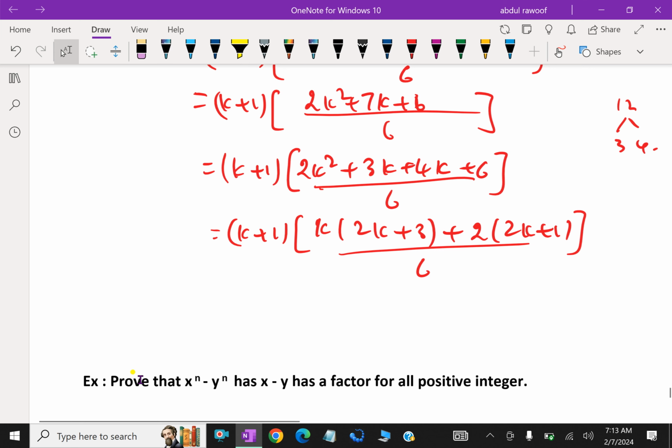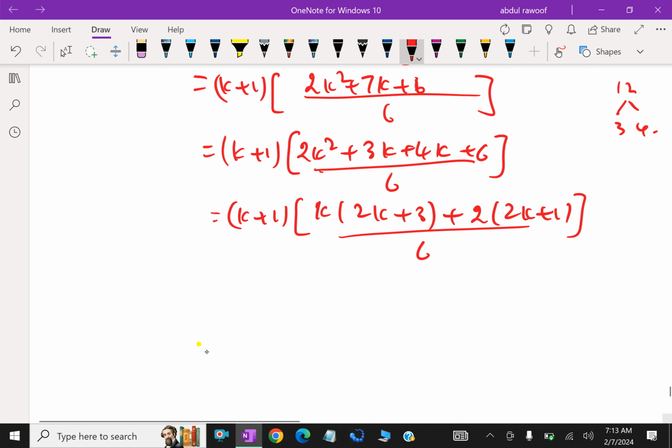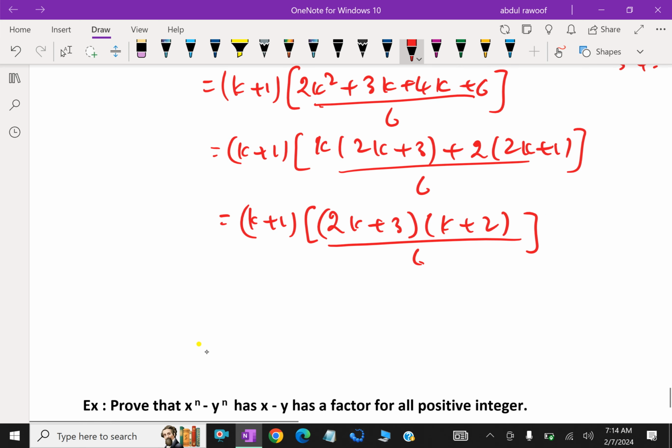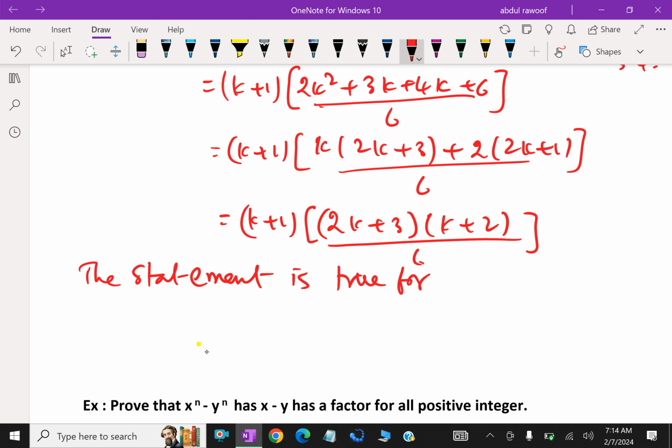Then k plus 1, that is 2k plus 3 and k plus 2, by 6, which shows the statement is true for n equal to k plus 1, because 2k plus 1 becomes 2k plus 3 and k plus 1 plus 1 is k plus 2. It is true for k plus 1. Therefore, the statement is true for this one.